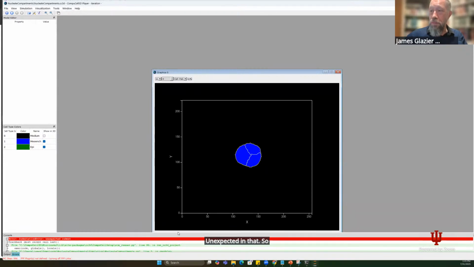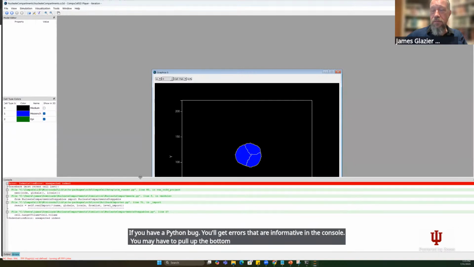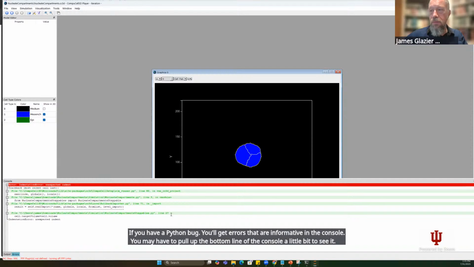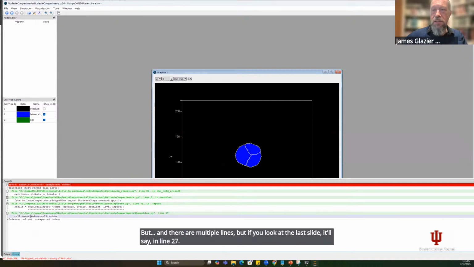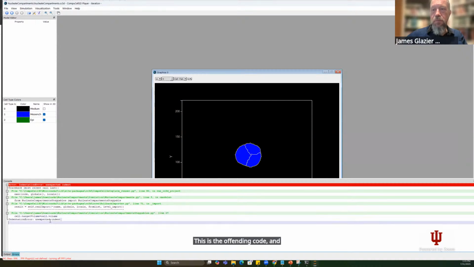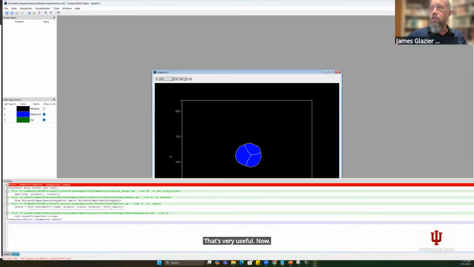So I was going to show people this because we haven't really talked about it. If you have a Python bug, you'll get errors that are informative in the console. You may have to pull up the bottom line of the console a little bit to see it. And there are multiple lines. But if you look at the last line, it'll say in line 27, this is the offending code, and this is the problem. It's telling me I have an indentation error. That's very useful.